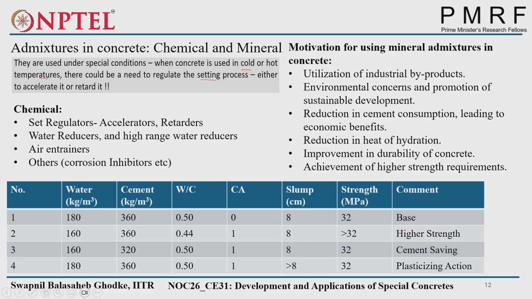Another case is where we keep the same 180 water, 360 cement, and 0.5 water cement ratio, and still add the chemical admixture. What happens now? The flow will be more, that is, the slump will be greater than 8, although the strength is the same because of the same water cement ratio. This is called plasticizing action.